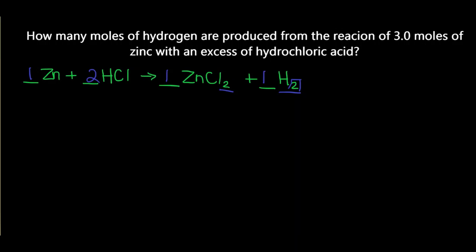And now we will be reading the problem, which is how many moles of hydrogen are produced for the reaction. So that's what we're trying to figure out. And our given is the reaction of 3 moles of zinc with the excess of hydrochloric acid. So the given is 3 moles of zinc. So we could begin by writing out the problem with our given, which is 3 moles of Zn over 1.